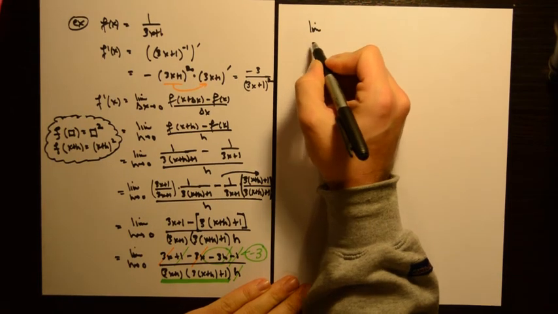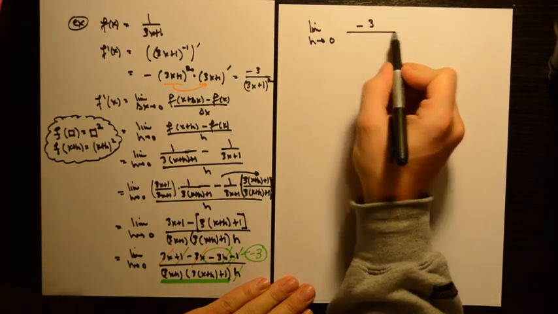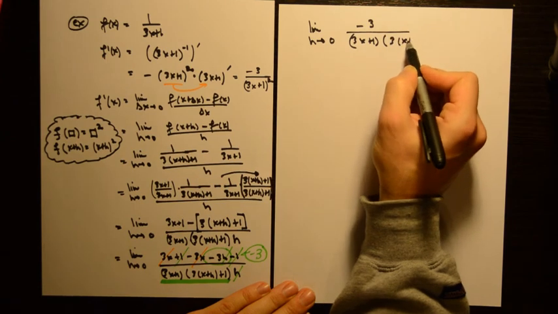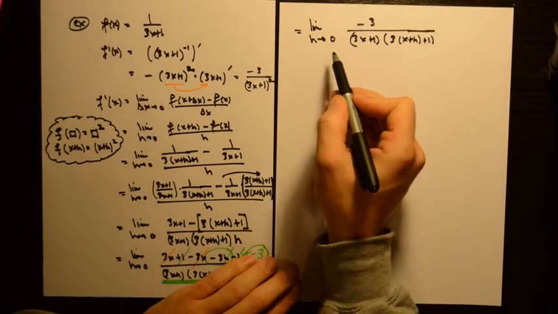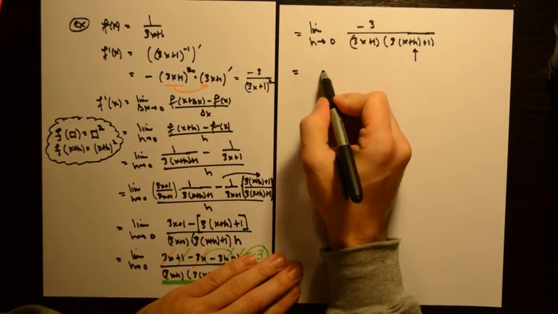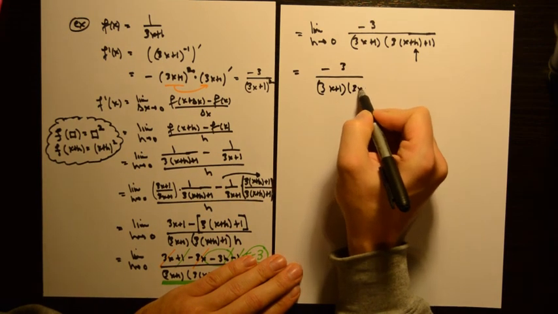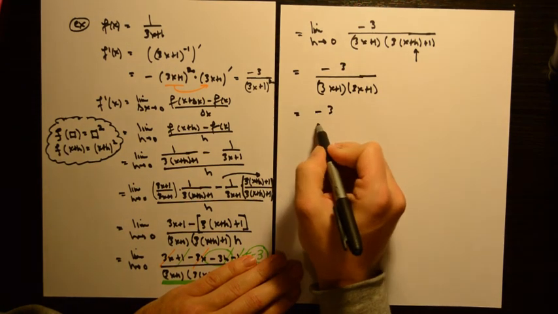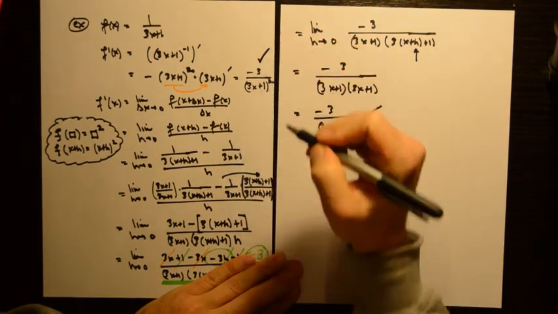We then would get the limit as h goes to 0 of minus 3 divided by (3x plus 1) times (3x plus h plus 1). And now, when we take this limit, the only h left is this one here. And so this becomes minus 3 divided by (3x plus 1) times (3x plus 1), which is this term here as h goes to 0. And so this is equal to minus 3 over (3x plus 1) squared, which is exactly the derivative we were looking for.